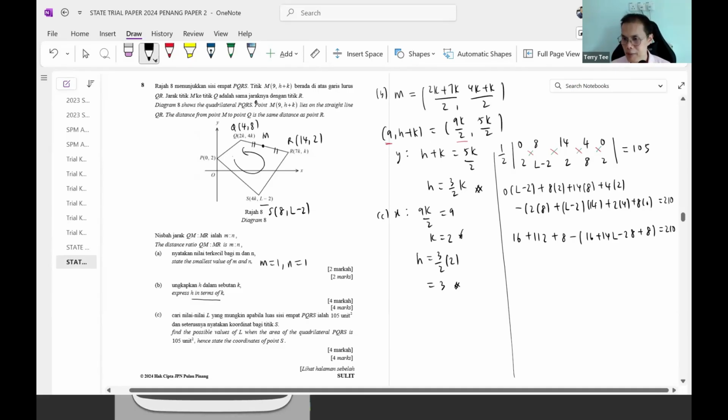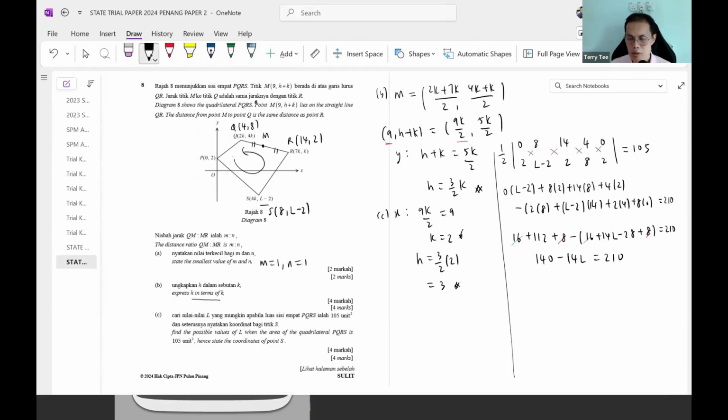Sorry, very little space. Now for me, I want to cancel this 2 because it's easier. 16 and 16 can cancel. I don't want to count too many. 8 and 8 you can cancel. The 112, you can minus 28, so 112 plus 28 is 140. You minus 14L, the result is 210. So 14L is 140 minus 210, negative 70. When you divide by 14, your L is -5.